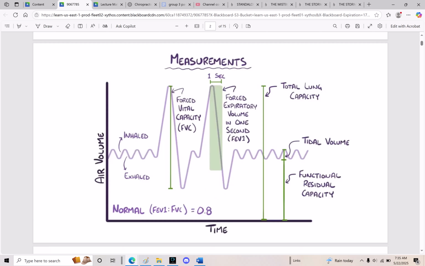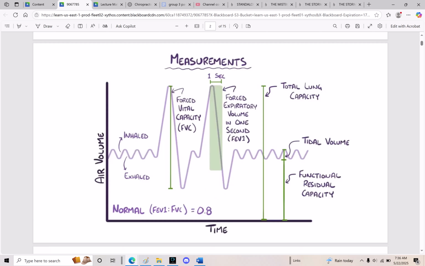We're going to take that forced vital capacity and ask the patient. So basically you tell the patient, breathe as much as you can, and they're going to take a deep breath. You give them the instruction before they start, of course. Then you tell them, when you get to the top of your breathing, I want you to exhale as much as you can. But you're going to measure the amount of air they exhale in the first second.